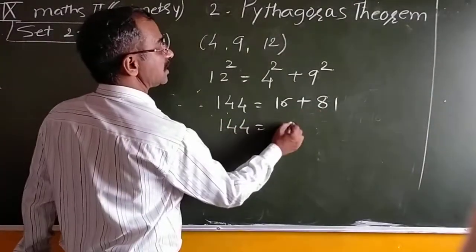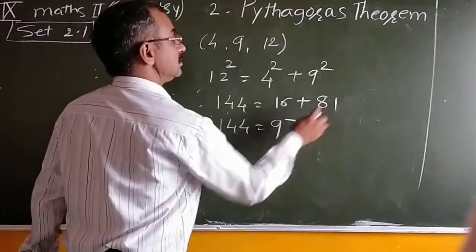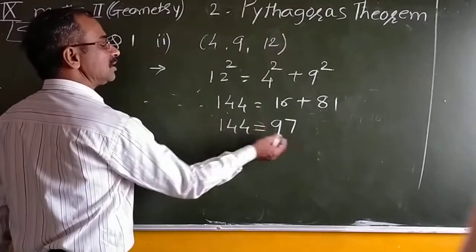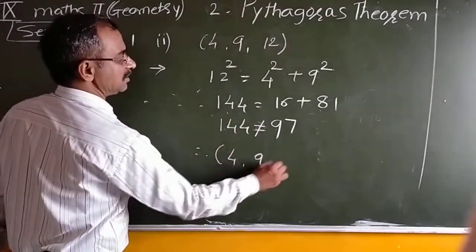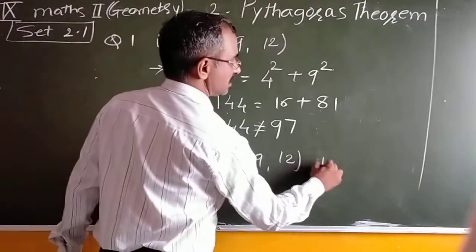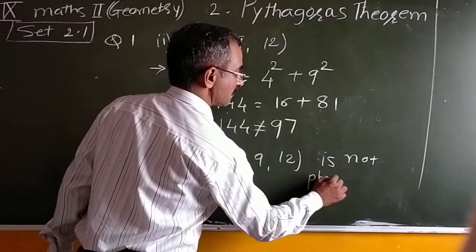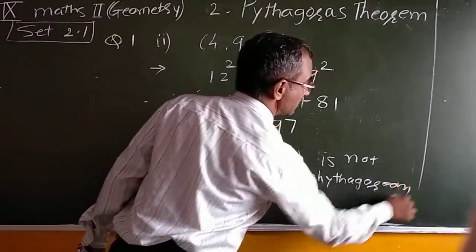16 plus 81, what is that? 97. Okay. Then 144 and 97 are not equal. So the given numbers 4, 9, 12 are not a Pythagorean triplet.